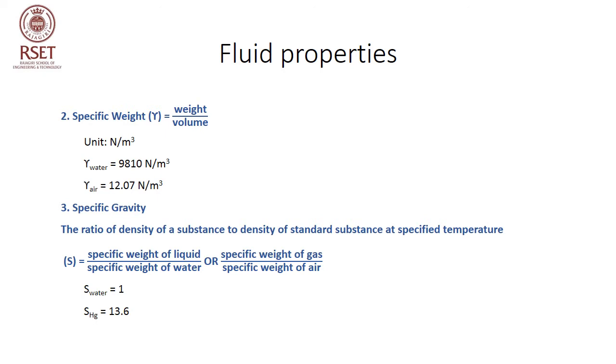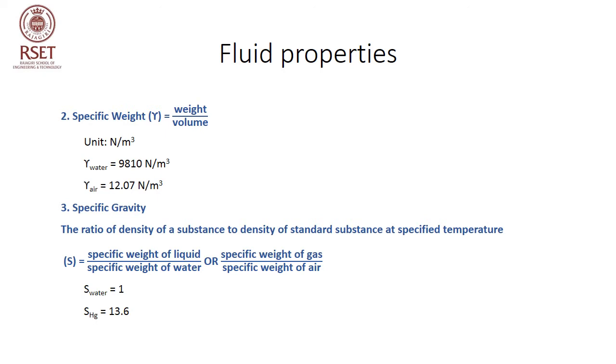So that's why, since the density of water is 1000 kilogram per meter cube, the specific weight of water will be 9810 Newton per meter cube, and for air it will be 12.07 Newton per meter cube.